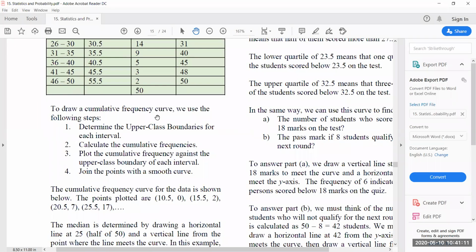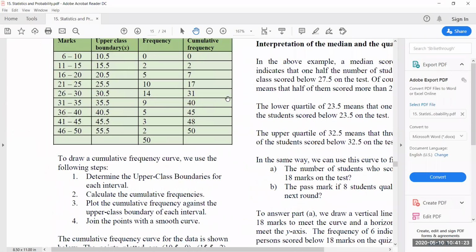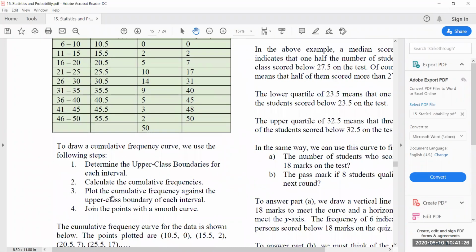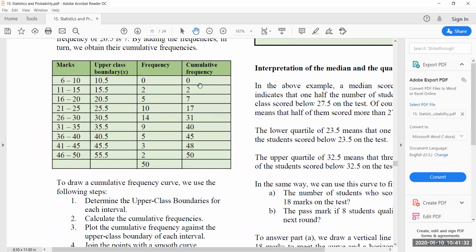So this is how you draw a cumulative frequency curve. We do the following. Determine the upper class boundaries for each interval. We did that just now. We found the upper class boundaries. You calculate the cumulative frequency. I showed you all how to do that just now. Then you plot the cumulative frequency against the upper class boundary of each interval.